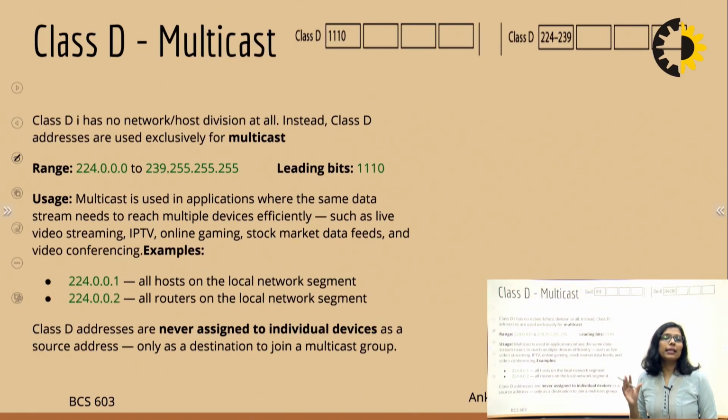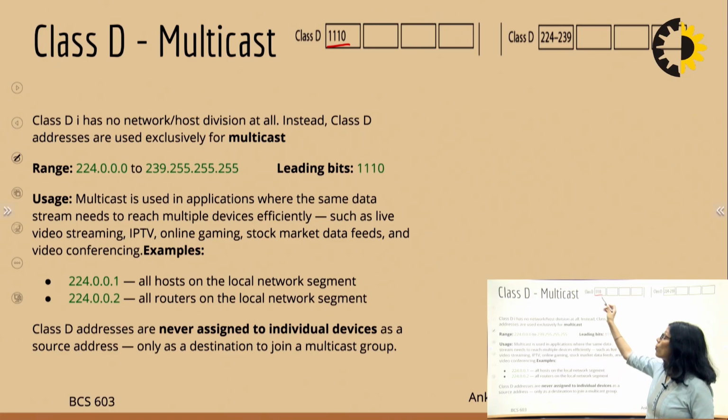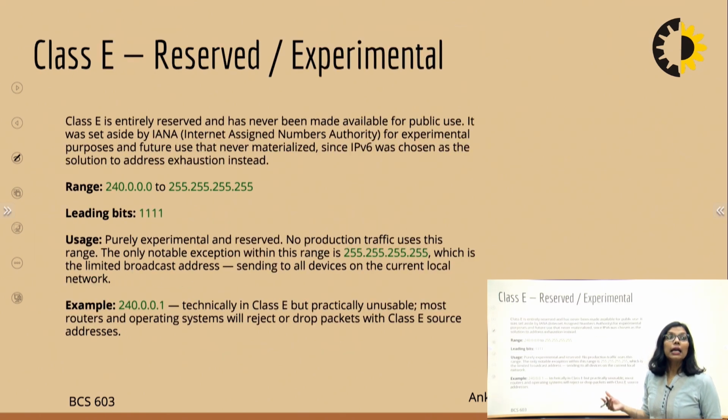In class D, basically we are reserving it for multicasting, where it is depicted by 1110. So we put the 4 most significant bits as 1110. It is never assigned to individual devices and it is only used for multicasting. Whereas in class E, the leading bits are fixed, and it is used for experimental or research purposes, right?